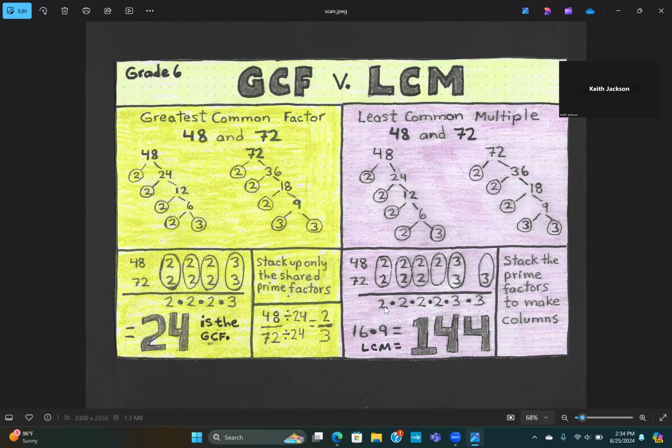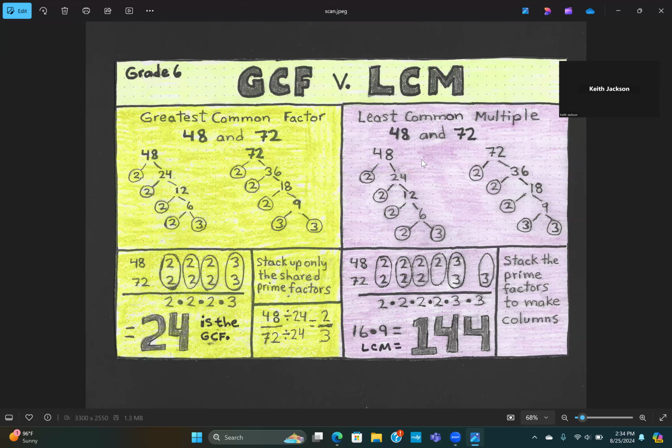And so in this case, we have two times two times two times two times three. And so we have 2 times 2 is 4, times 2 is 8, times 2 is 16. And then we have 16 times 9 because 3 times 3 would give us 9. So we have 16 times 9 right here. And that would give us an answer of 144.